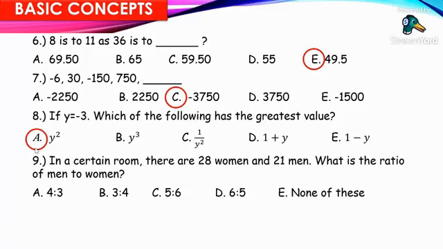In a certain room, there are 28 women and 21 men. What is the ratio of men to women? Okay. In a certain room, there are 28 women and 21 men. What is the ratio of men to women? Comment down your answers for number 9.